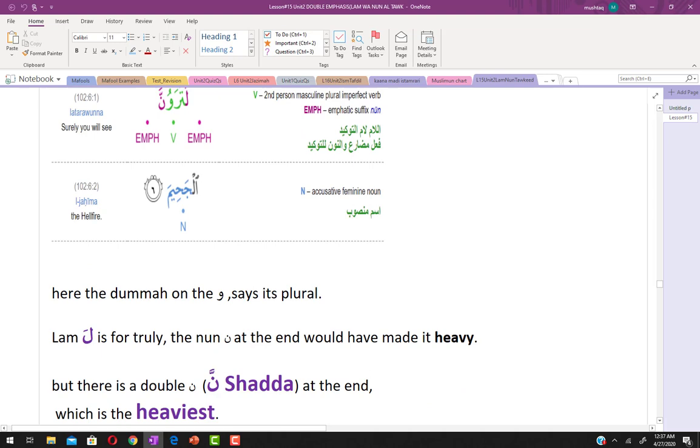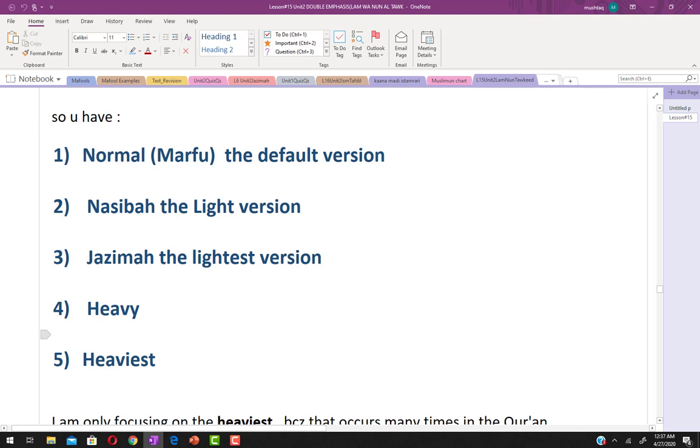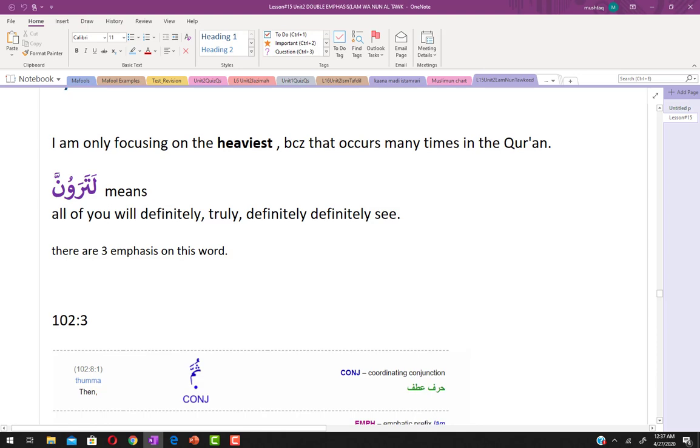So how many forms do we have? The first one is the normal or the marfu or the default form. And then we have the nasiba, the light version. And then we have jazima, the lightest version. And then we have the heavy version. And we have the heaviest version. I'm only focusing on the heaviest because that occurs many a times in the Quran. So latarawunna actually means all of you will definitely, truly see. So there are three emphases on the word.